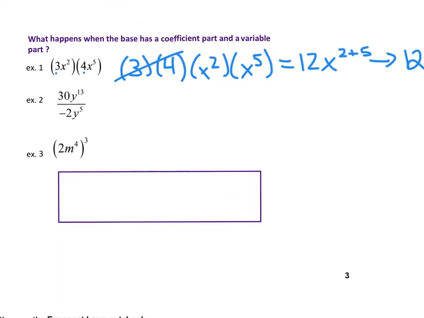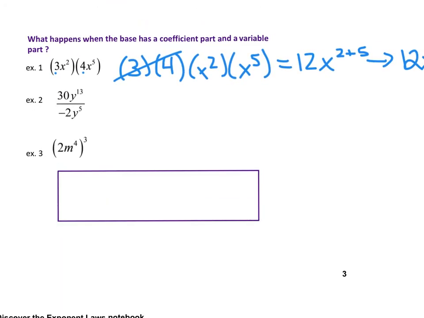I'm going to zoom in. Let's do this without writing it all down. 30 divided by negative 2 is negative 15. Now y to the 13 divided by y to the 5, what actually happens? Subtraction. So y to the 13 subtract 5. Our final answer is negative 15 y to the power of 8.